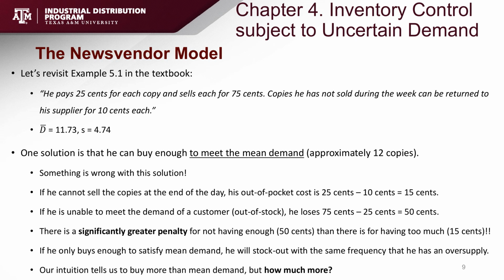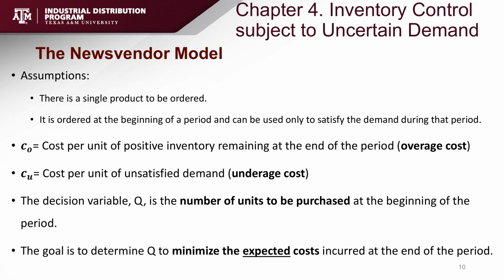Now, you might figure Mac should just buy the mean, about 12 copies, and call it a day. But something's off. Think about the two ways he loses. If a copy doesn't sell, he's out 25 minus 10, which is 15 cents. But if he runs short and turns a customer away, he loses 75 minus 25, a full 50 cents. The penalty for being short is much bigger than the penalty for having extra. Stock only the mean, and he'll stock out about as often as he overbuys. And our gut says order more than the mean. Question is, how much more? Okay, let's set the model up cleanly.